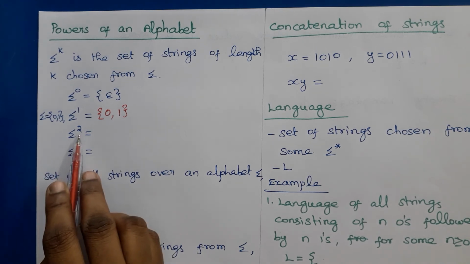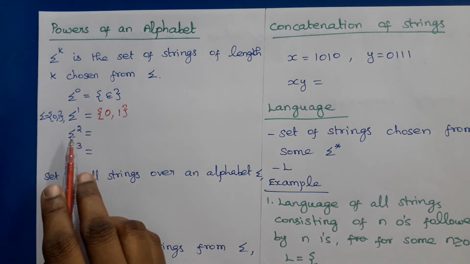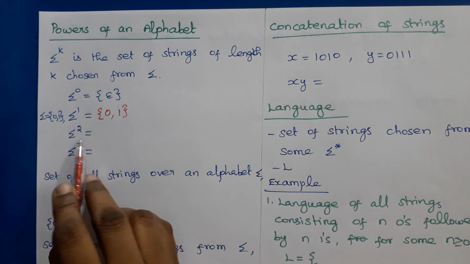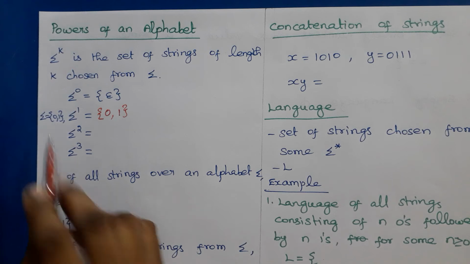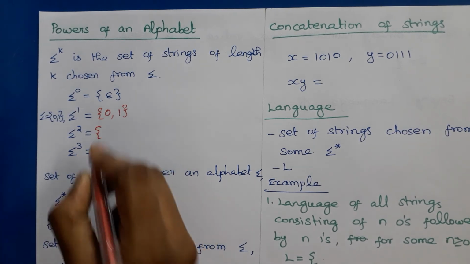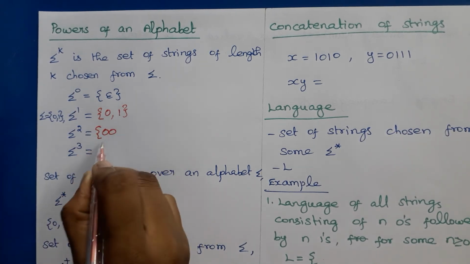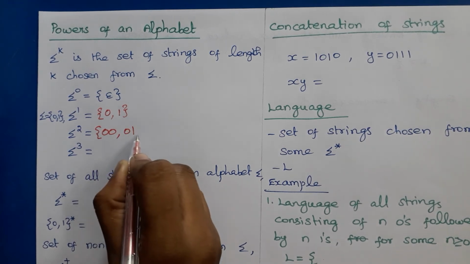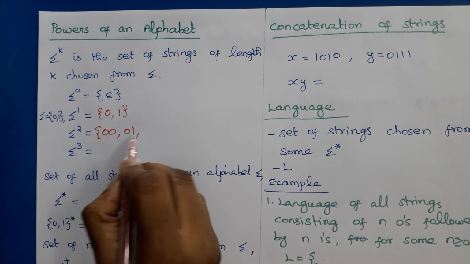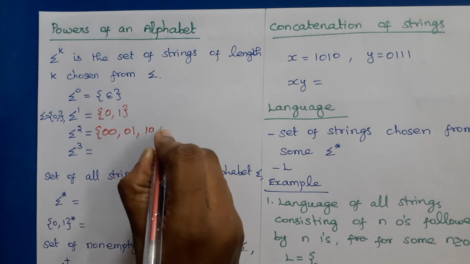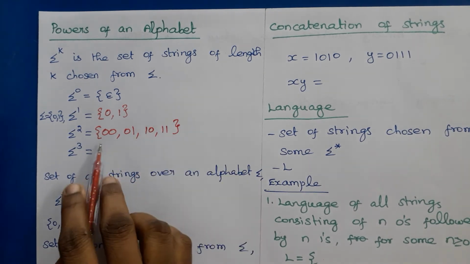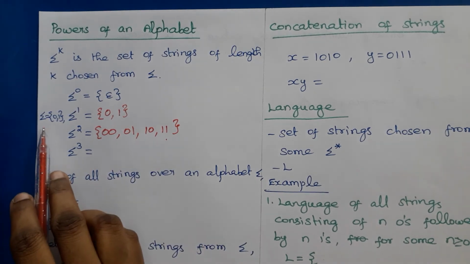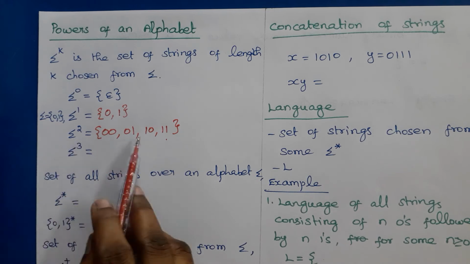Then sigma to the power 2 represents the set of strings of length 2 chosen from this particular alphabet. There are two symbols, 0 and 1. So length 2 means 00 is a string with length 2, 01 is also length 2, then 10, then 11. So these are all the 4 possible strings that can be chosen from sigma for length 2.